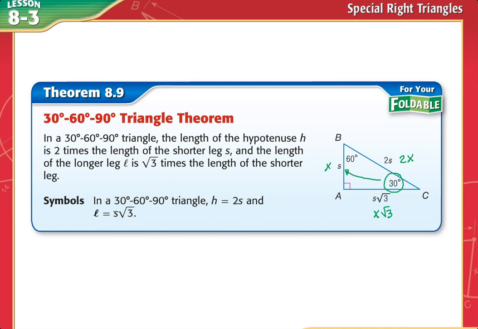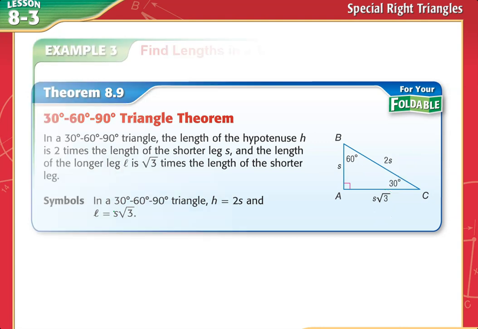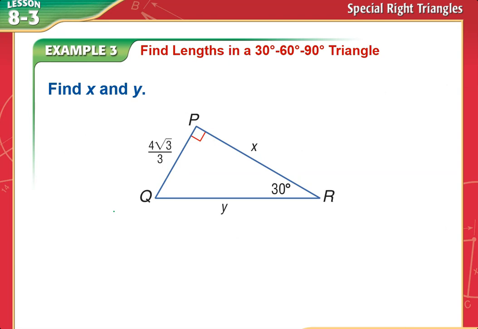Okay, so again, across from the 30 is X. Right, across from the 90 degree is 2X, and across from the 60 degree is X root 3. So what are we given here? Okay, we know this is 30, 60, 90. We're trying to find X and Y.